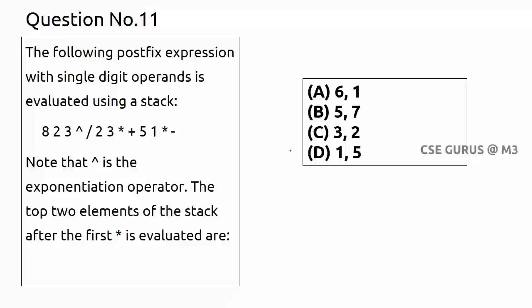Moving on to the next one, question number 11. The following postfix expression with single digit operands is evaluated using a stack. So this expression we are evaluating using a stack. The question is asking, of course, cap is the exponential operator, what are the top two elements of the stack after the first asterisk is evaluated? So there are two asterisks to be evaluated, but we want the answer when this position comes. What are the top two elements, of course, in the stack, right?